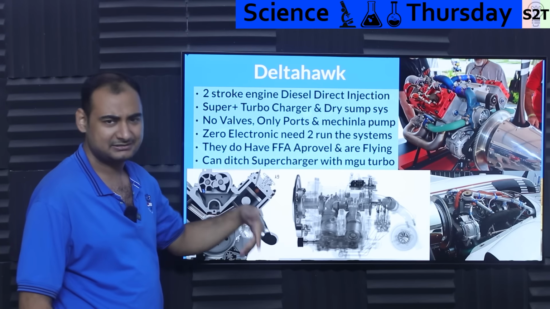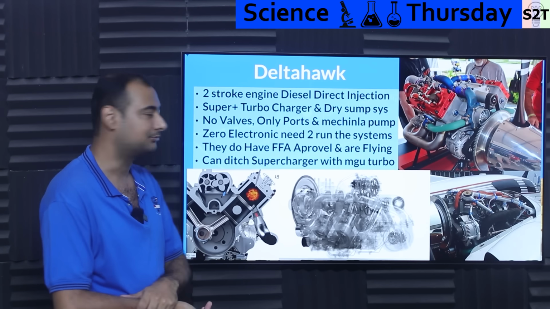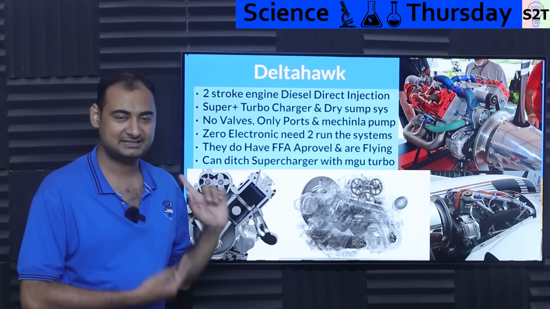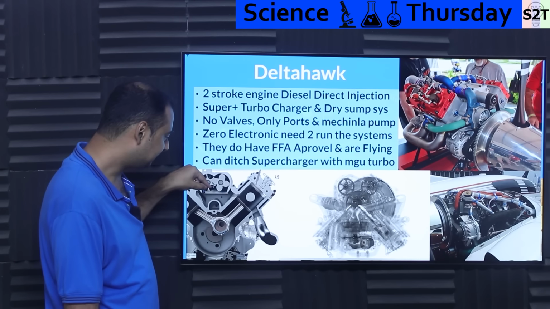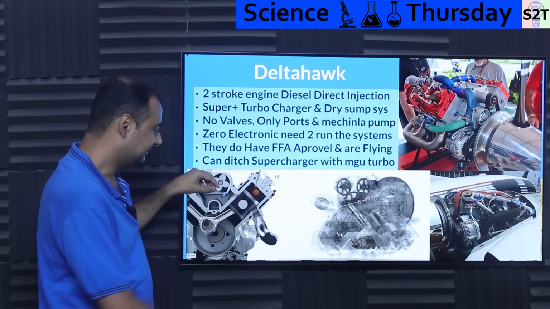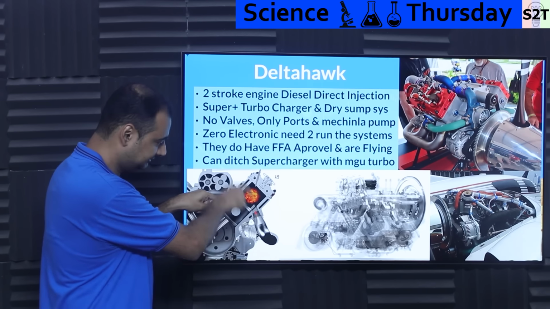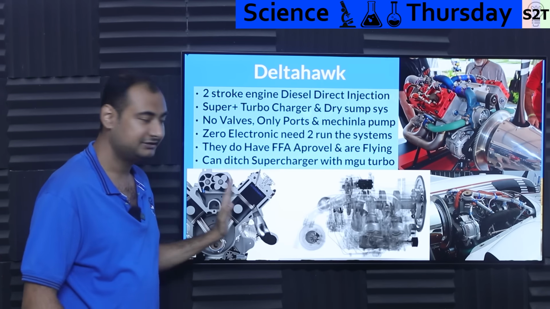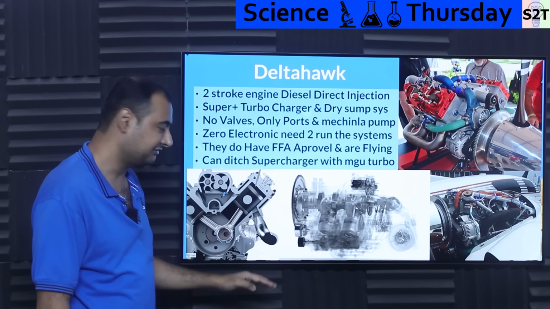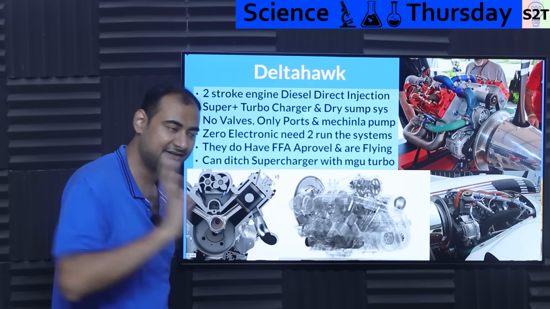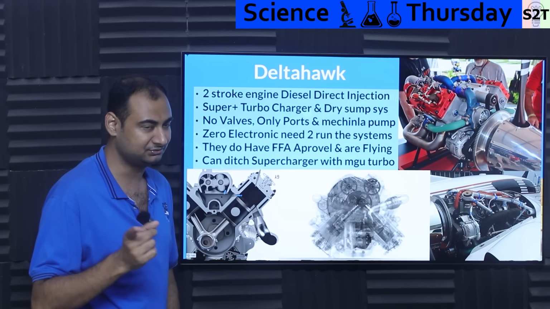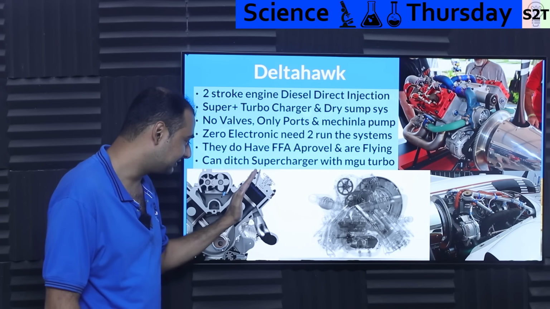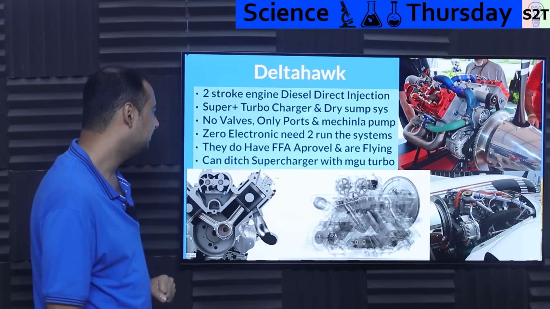Dry sump oiling system, again nothing fancy, but it does improve the situation. No valves, that's the benefit part. It has zero valves, only ports. So you have compressed air going here, and then a boom event happens. The exhaust opens first, then a fresh air charge does the scavenging. Scavenging simply means your fresh air charge is washing out everything. In a 4-stroke you don't need that. In a 2-stroke you do need that. So this is what's happening: compressed air is going there, and the fuel injector goes boom.